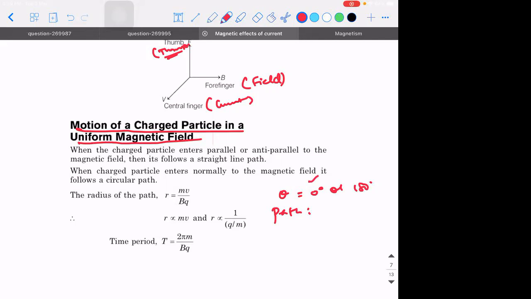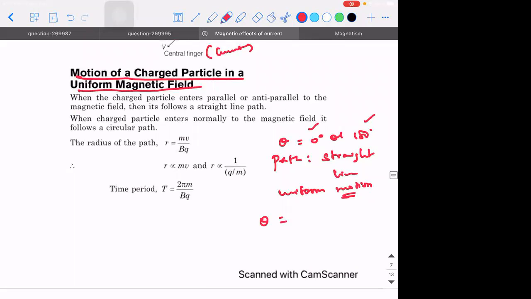So if the particle is projected at an angle theta equal to 0 degrees or 180 degrees with respect to the magnetic field, what is going to be the path? Straight lines. Why? No force. So it is a straight line with uniform motion, meaning it will move with a uniform velocity. Next, theta is equal to 90 degrees. The path is going to be circular because the centripetal force comes into existence.